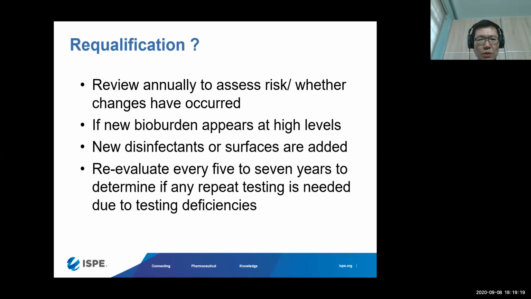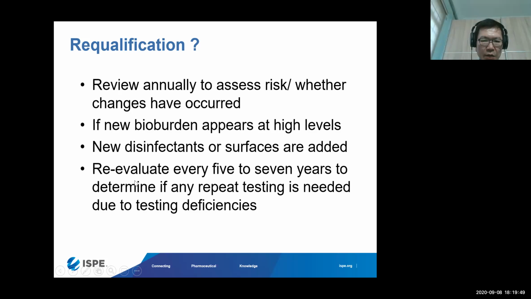So requalification: you need to review annually to assess the risk, whether any significant changes have occurred in terms of the disinfectant use, or if new bioburden appears at high levels in your clean room. If you introduce new disinfectants or new surfaces are added in your clean rooms, you will typically have to validate again using the coupon studies to ensure that they are effective.